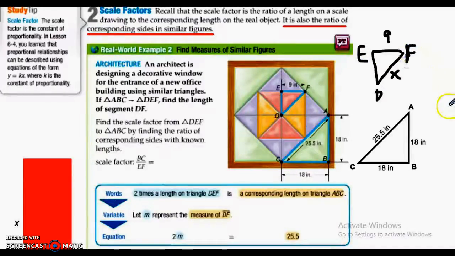Perfect. Moving on. What sides match up, I asked myself. Well, 9 matches up with what? Well, it's not lined up, but if I spin this triangle around, this 9 is going to match up with the 18. So I have 9 over 18 equals, this X matches up with what? Well, again, I spin it around, it's going to match up with the 25 and a half. And so I did small over big, so the X has to go on top of 25 and a half.